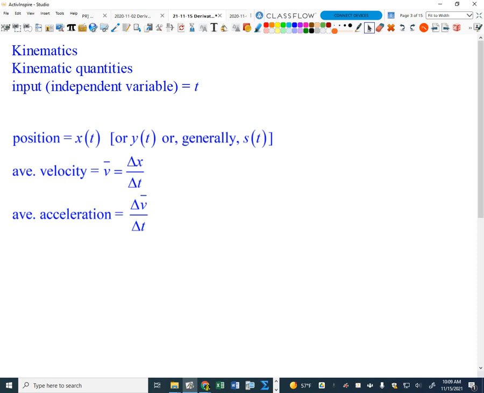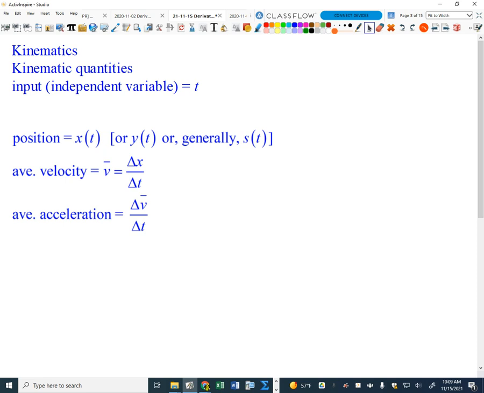So let's talk about kinematics for a second. So kinematics is just the study of motion, right? We're just quantifying motion. So the kinematic quantities are position, velocity, and acceleration that we'll talk about, right? And we're going to write those all as functions of the common independent variable t, okay? So position is going to be, we'll just call it x of t.